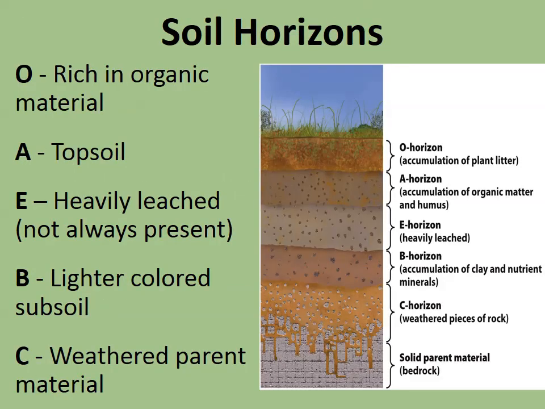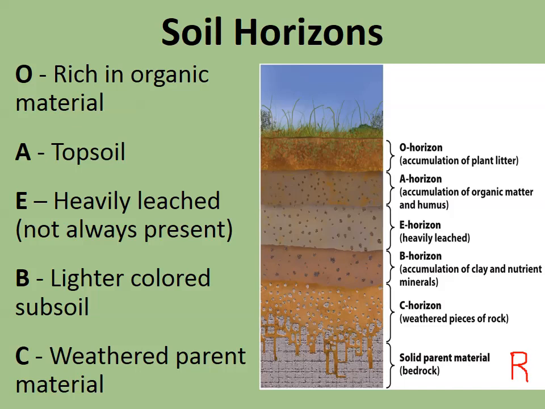This brings us to soil horizons. Soil horizons are just layers of the soil. If you see in the picture here, you have the O, A, E, B, C, and then a solid parent material of the bedrock. Sometimes we call this layer R. Sometimes we call it not R.